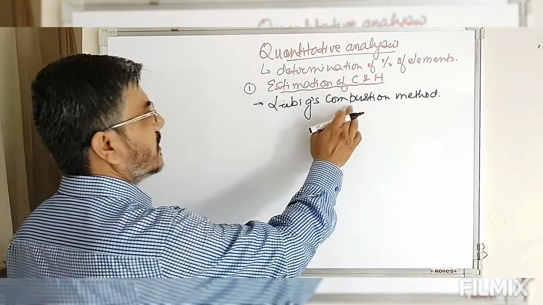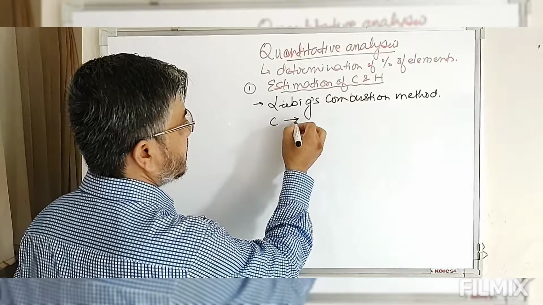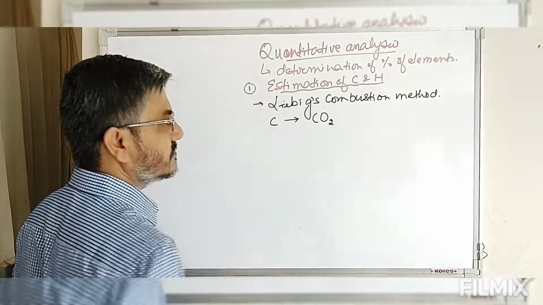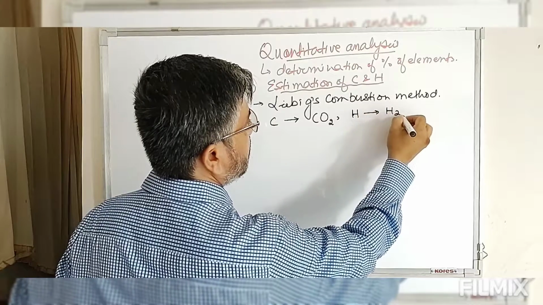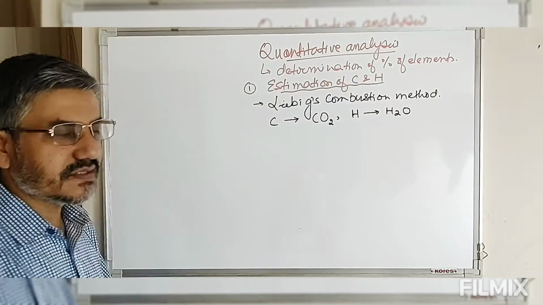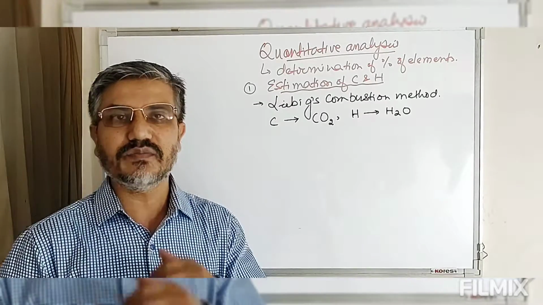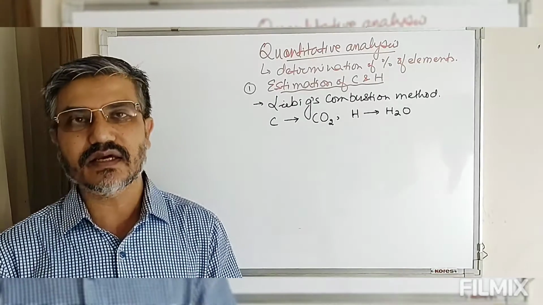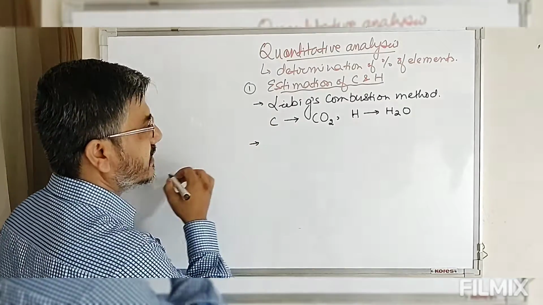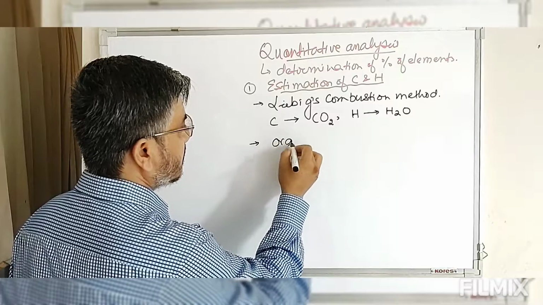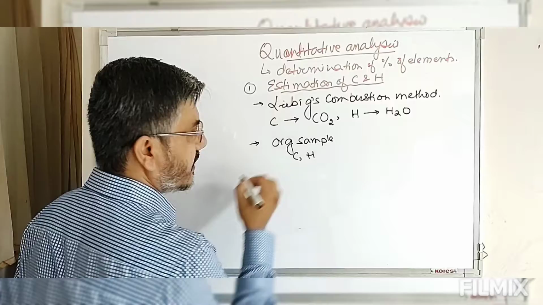So in this Liebig's combustion method, carbon is estimated in the form of carbon dioxide and hydrogen in the form of H2O, water. That means the given organic sample, which contains carbon and hydrogen, will be oxidized to carbon dioxide and water. So the method is: we take this organic sample, which contains carbon and hydrogen.